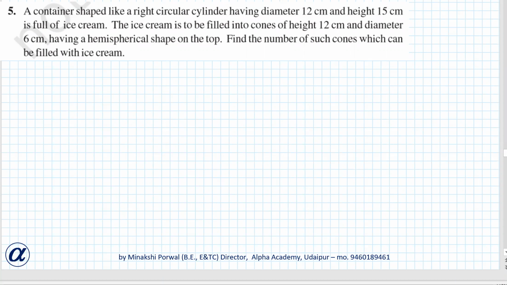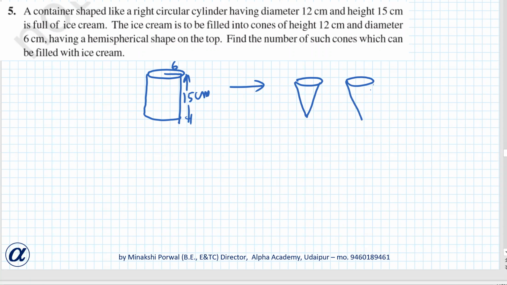So basically, a container shaped like a right circular cylinder. एक तो एक सिलेंडर है, उसमें बहुत सारी आइसक्रीम भरी हुई है. Having diameter 12, तो इसका रेडियस है 6 और हाइट है 15 सेंटीमीटर. Now it is filled into cones. बहुत सारे कोन्स में भरेंगे इनको. So we have to tell how many such cones can be filled with it.